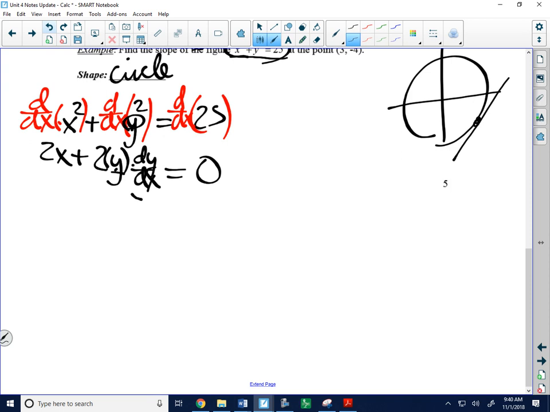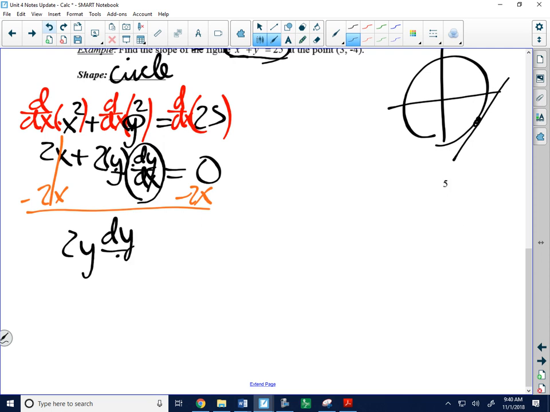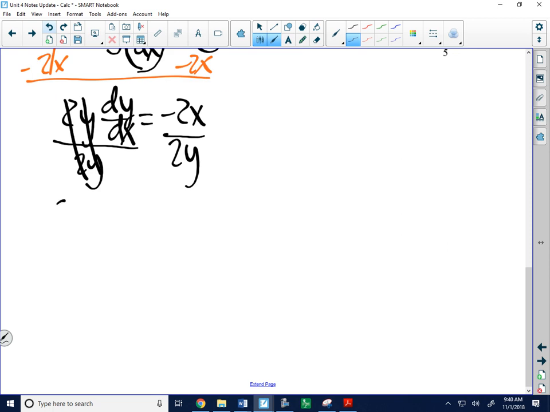So then we want the slope. Well, the slope will be the derivative function. And so we're just going to solve for dy dx. Let's subtract 2x from both sides. I get 2y dy dx equals negative 2x. And then I divide both sides by 2y. And so the dy dx, this is my derivative. I can cancel a 2, and I get negative x over y.